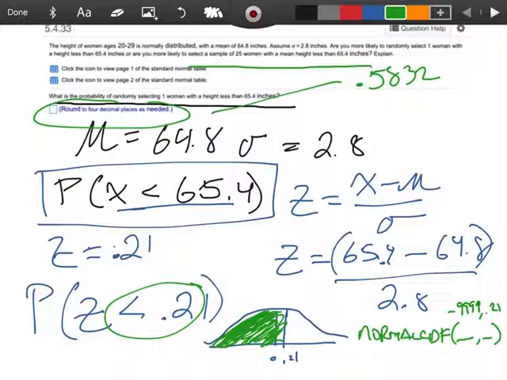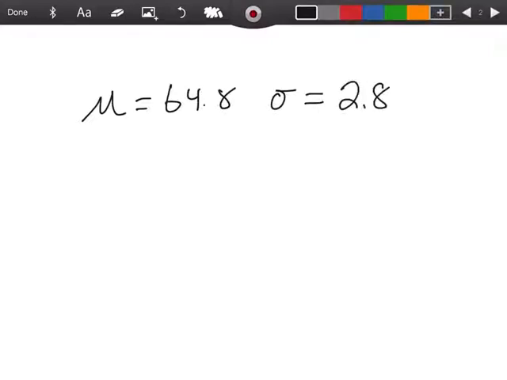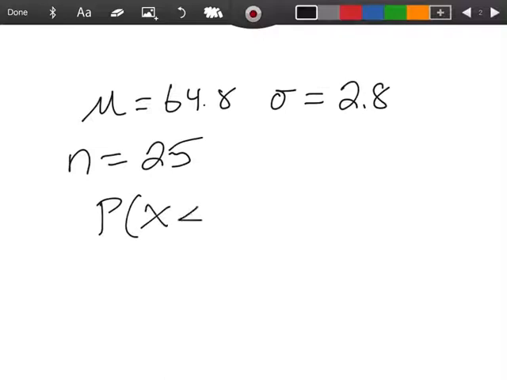Now, the second part is going to say, what's the probability of selecting a sample of 25 women with a height of 65.4? Okay, so I'm just going to kind of move over one to the right, like by doing this. So we said our mu was 64.8. Our standard deviation was 2.8. And now our n was 25.